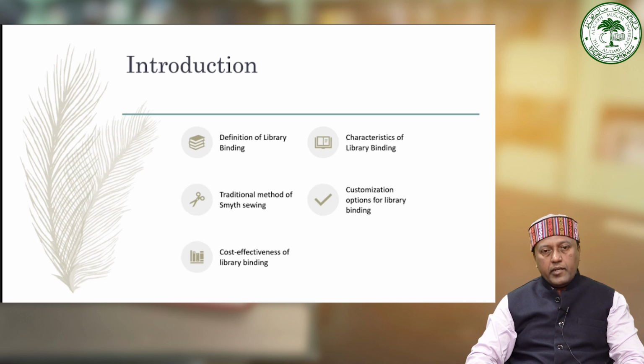Library binding typically uses durable materials such as high quality cloth, leather or synthetic material for covers. The pages are often sewn together, then glued, which provides greater strength and durability. They are reinforced at stress points such as the spine and corners to prevent damage from frequent use. Reinforcements may include an extra layer of board or cloth, metal edges or corner protectors.